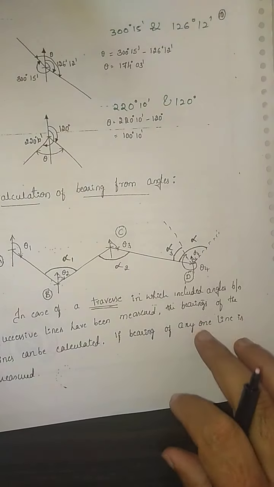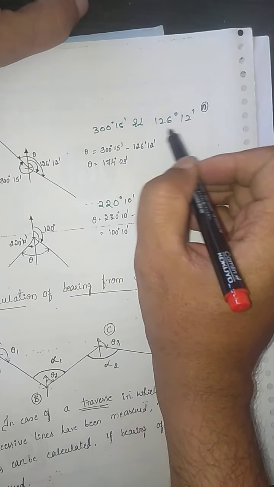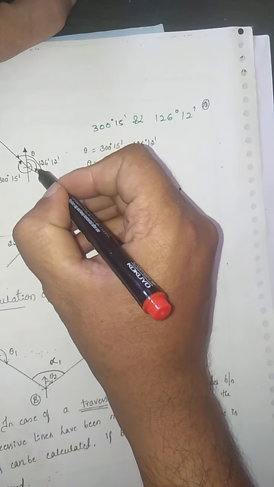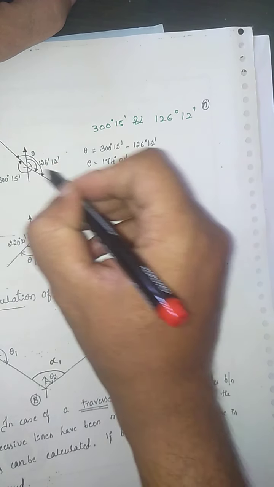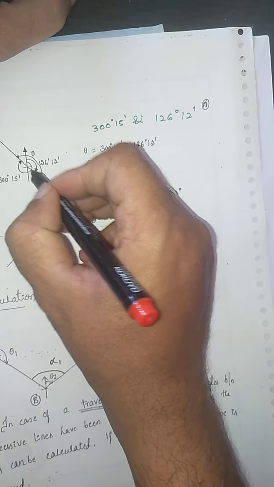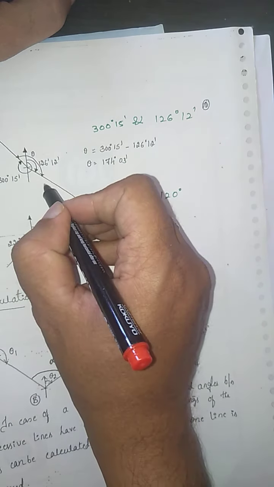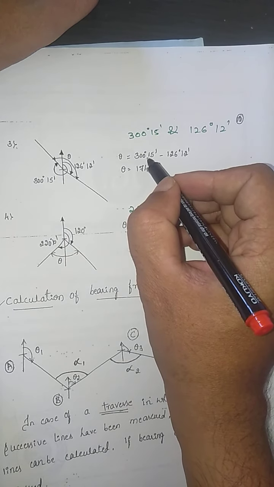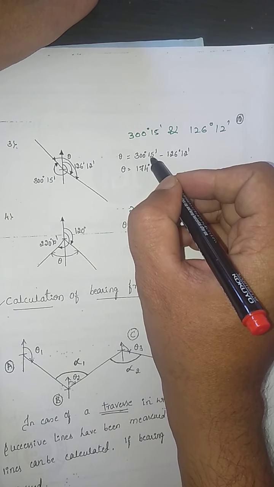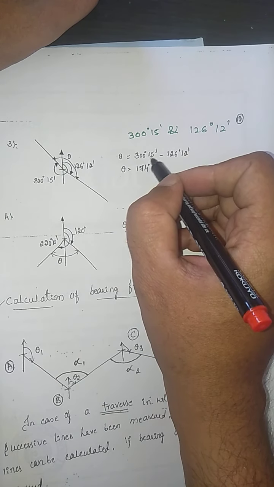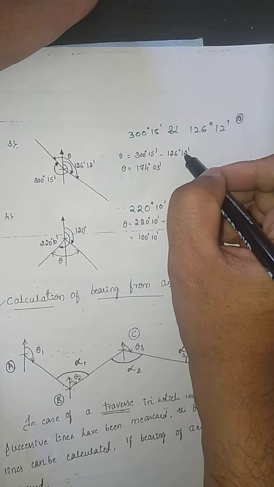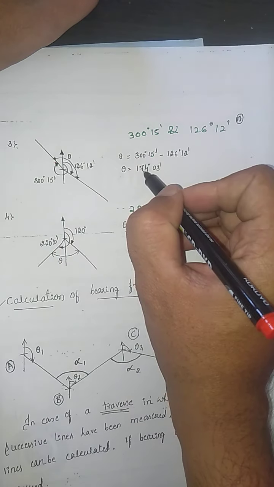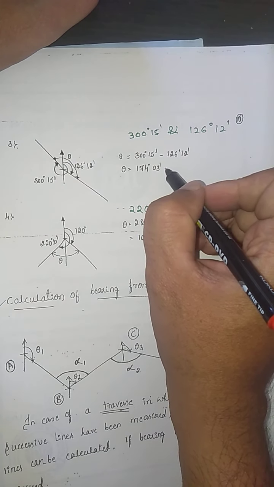Next is 300 degrees 15 minutes and 126 degrees 12 minutes. So 300 is going to come like this, and 126 is going to come like this. So what is the included angle over here? The included angle is somewhere here. So what you are going to do is 300 degrees 15 minutes minus 126 degrees. So you are going to get an angle of 174 degrees 3 minutes.